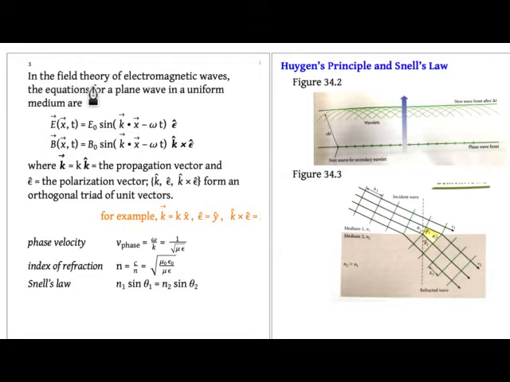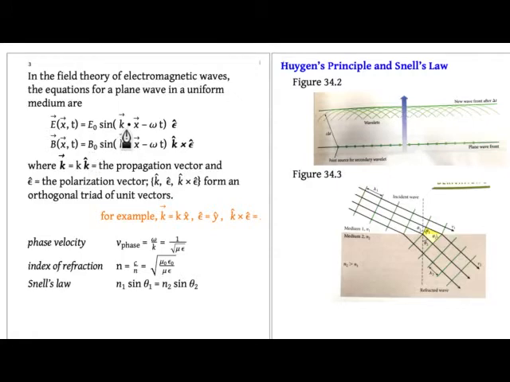In the field theory of electromagnetic waves, the equations for a plane wave in a uniform medium are E of x and t is E0 sine kx minus omega t epsilon hat, and B of x and t is B0 sine kx minus omega t k hat cross epsilon hat. E0 is the amplitude of oscillation of the electric field. B0 is the amplitude of oscillation of the magnetic field.